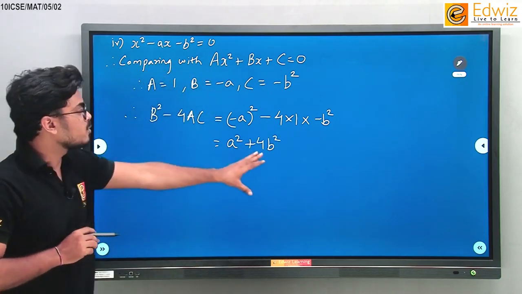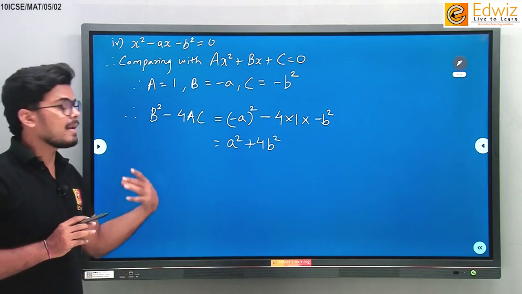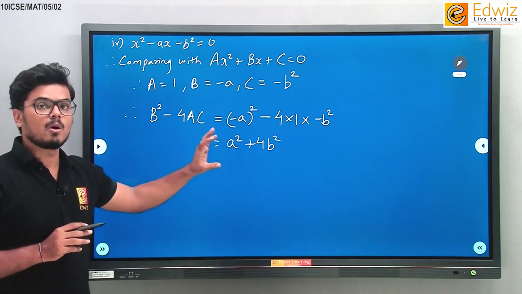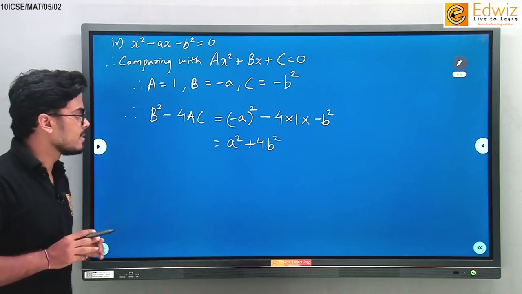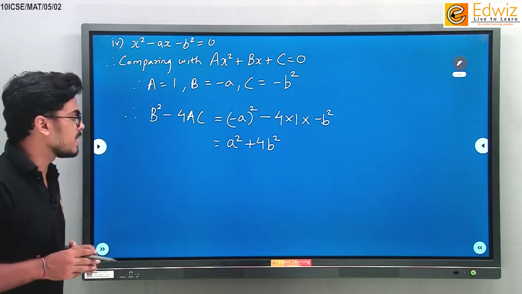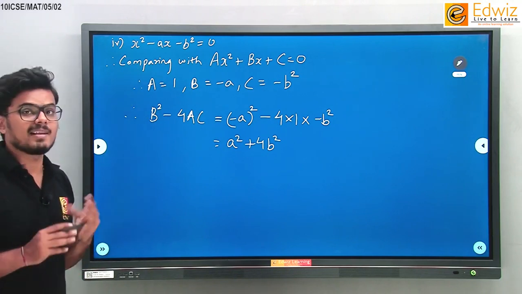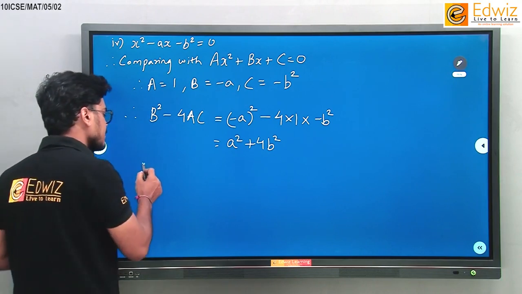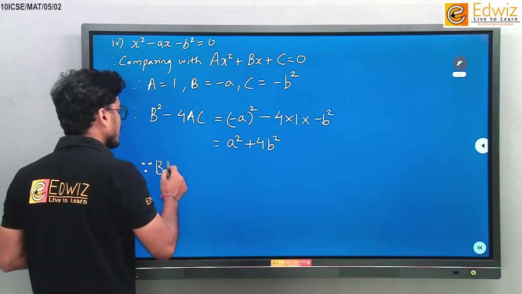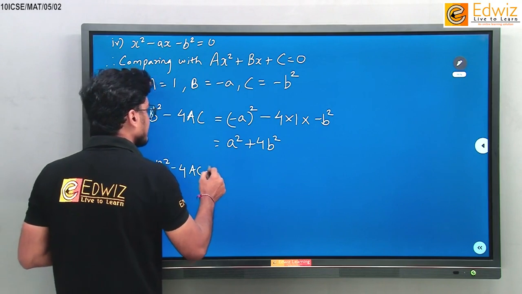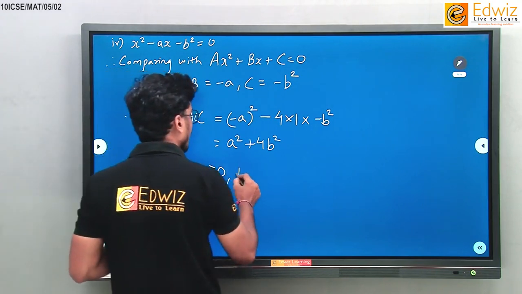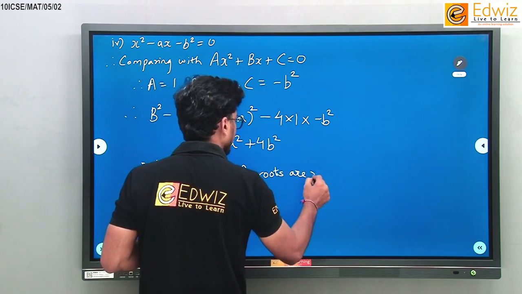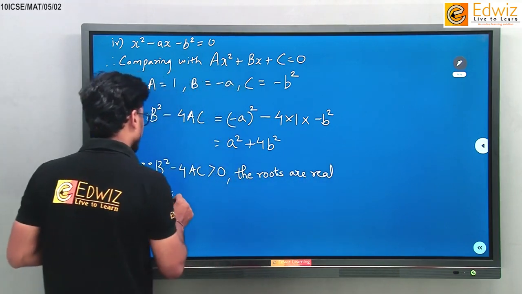Now both the values are positive, therefore their addition will also be positive. So clearly this is equal to or greater than 0. Okay? This is greater than 0. That means the equation that we have will have real but not equal roots. Okay? Since b square minus 4ac is greater than 0, the roots are real and not equal.